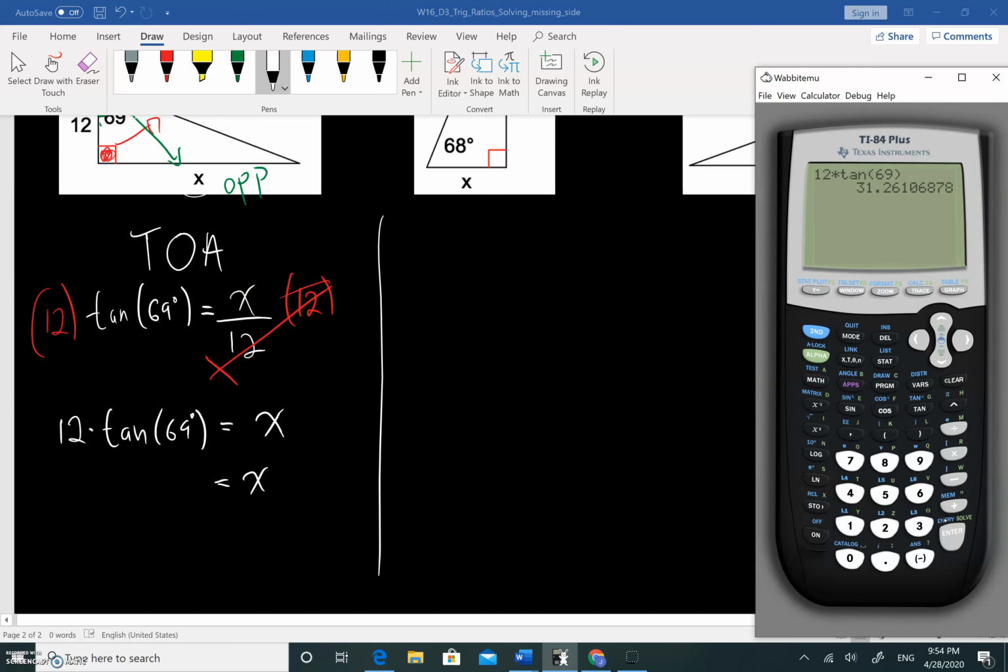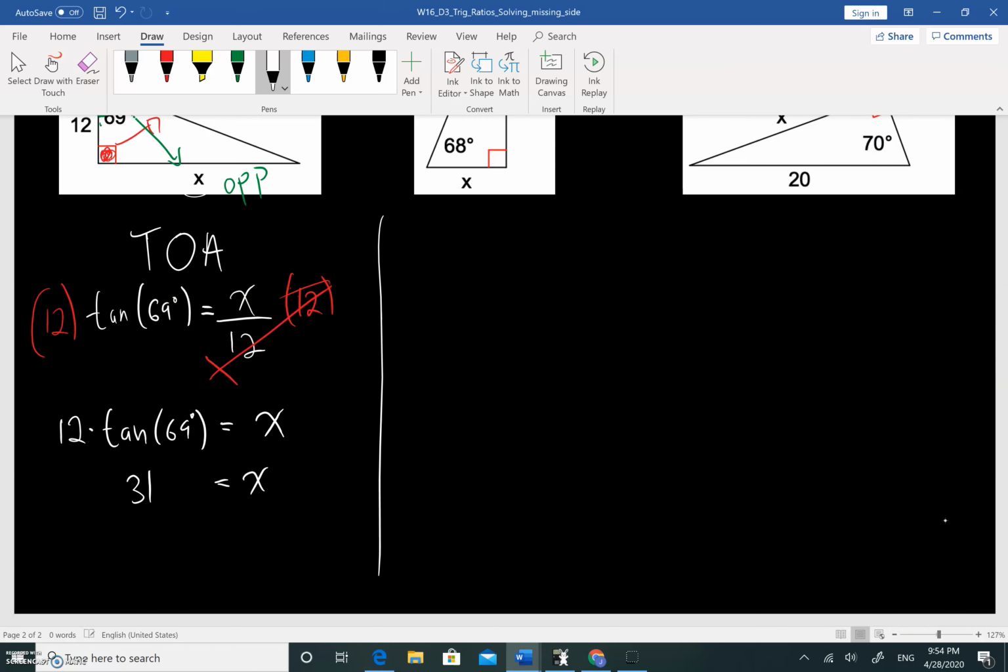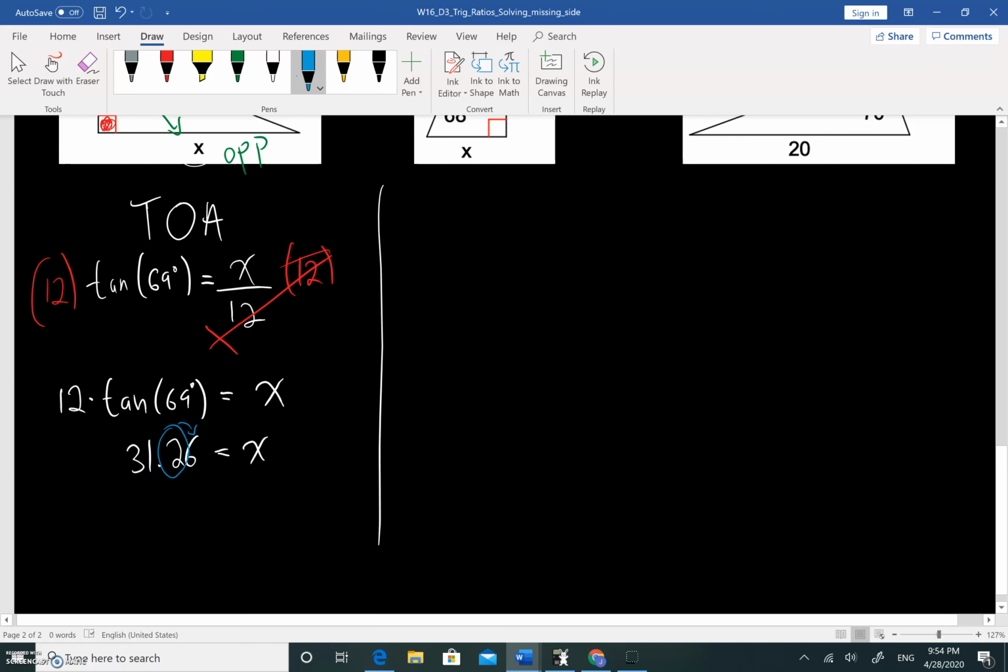31.26. And now let's say that we're rounding it off to the tenth place, then you go ahead and circle the 2. You look at the 6, that's 5 or greater, so that means that I have to go up. So my answer is 31.3 is equal to x.